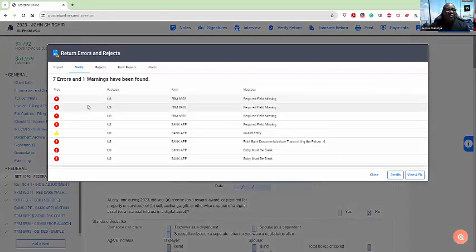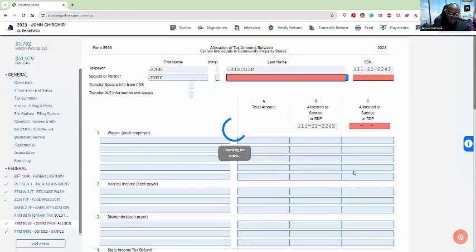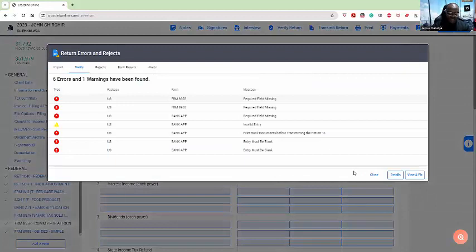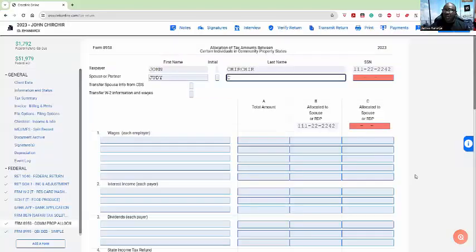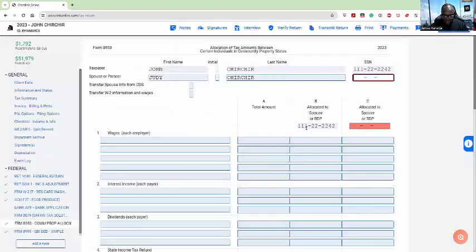Then form 8958. Which one is that? Okay, so you have to put the name of the spouse on this form. Okay. It didn't let us finish. So you have to finish one at a time, actually. What was the social that you are using? So one at a time. Okay.